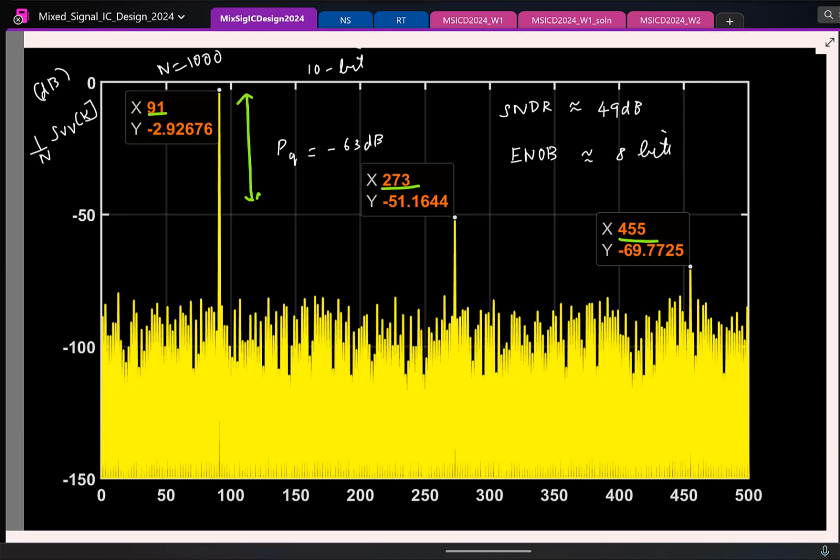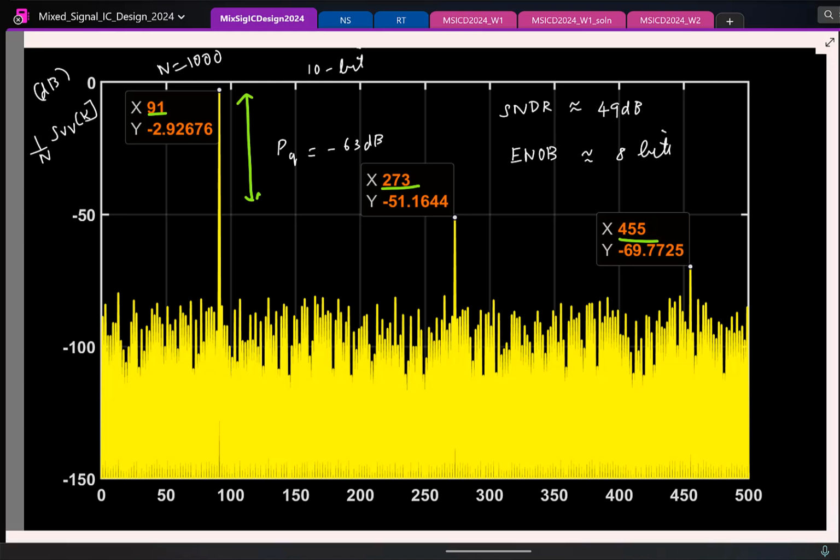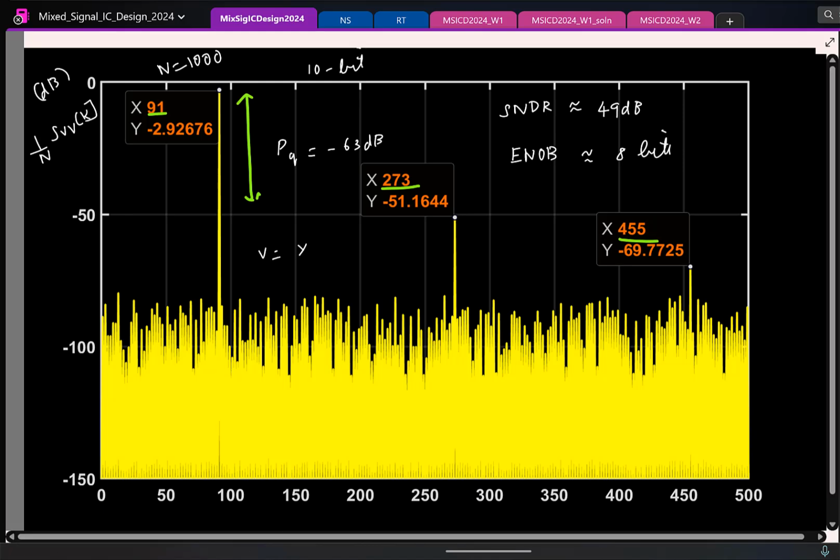Or let me rephrase it this way. Right now my noise floor is this much, and the distortion is this much. I want to make sure that this is distinctly visible above the noise floor. So let us say this is my model: y plus alpha 3 y cube, alpha 5 y power 5, plus noise, right?